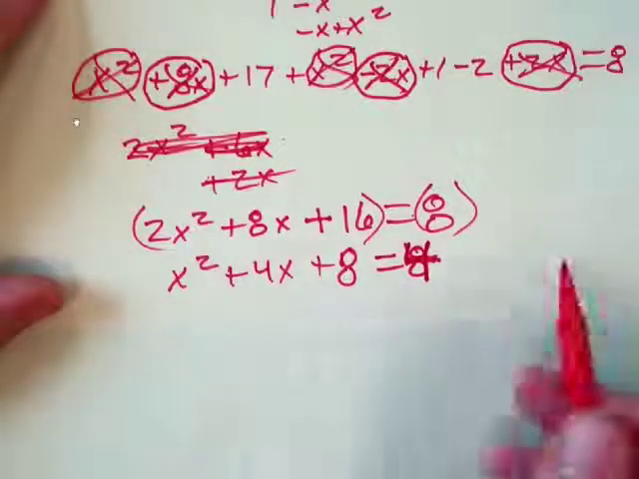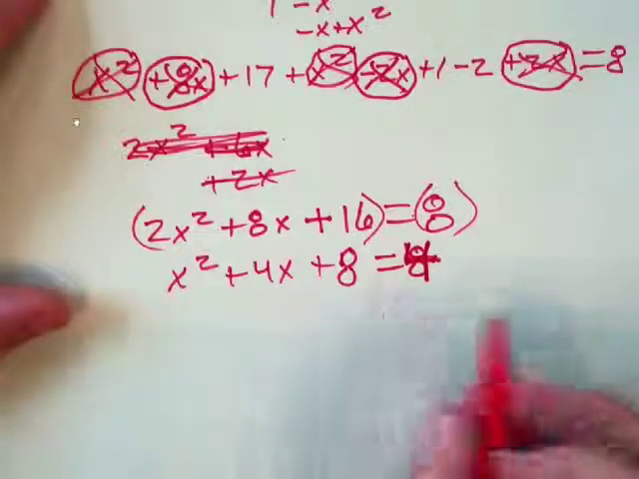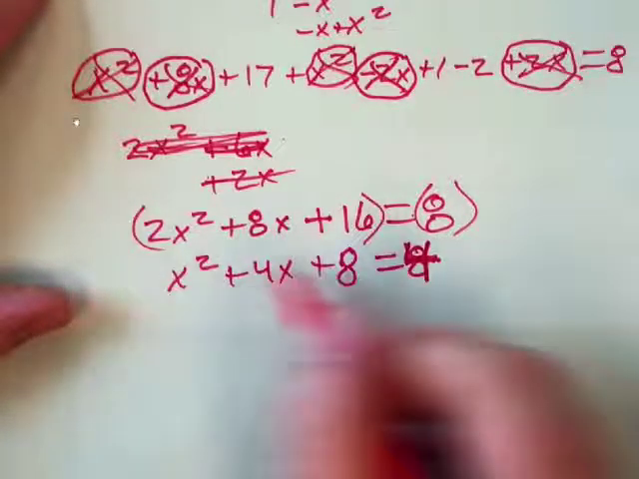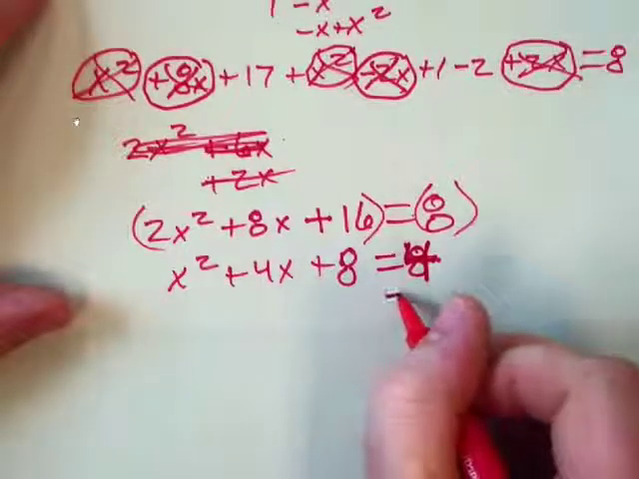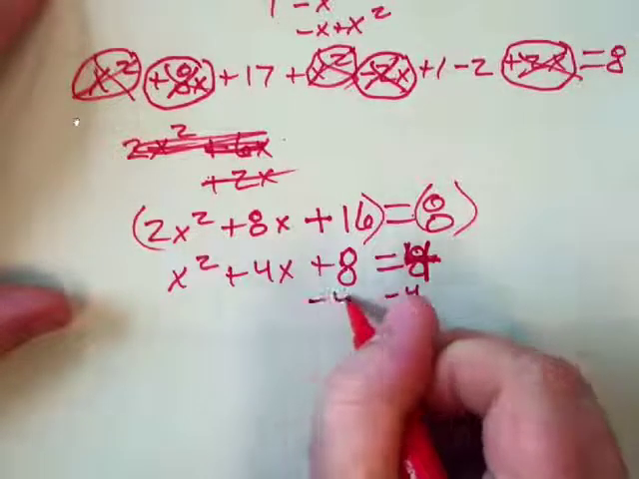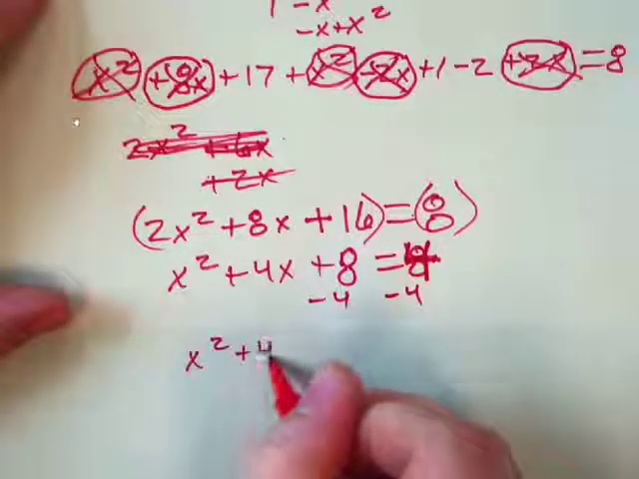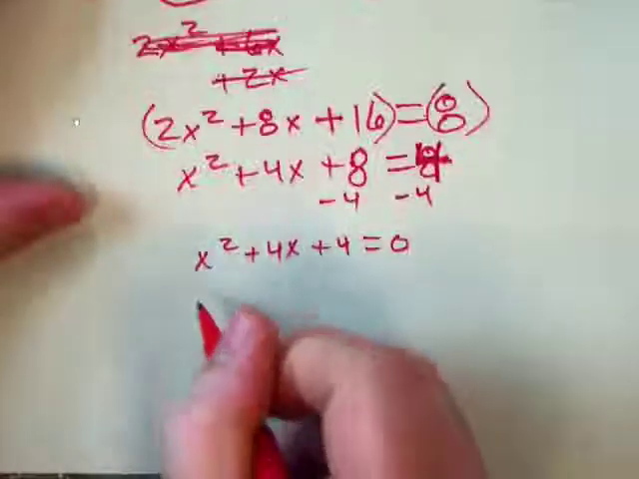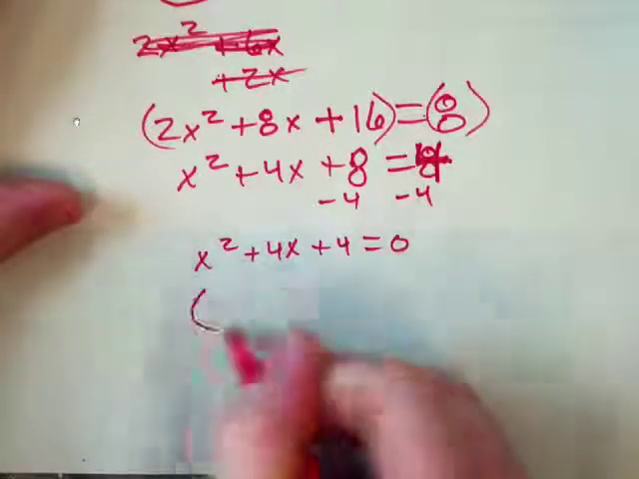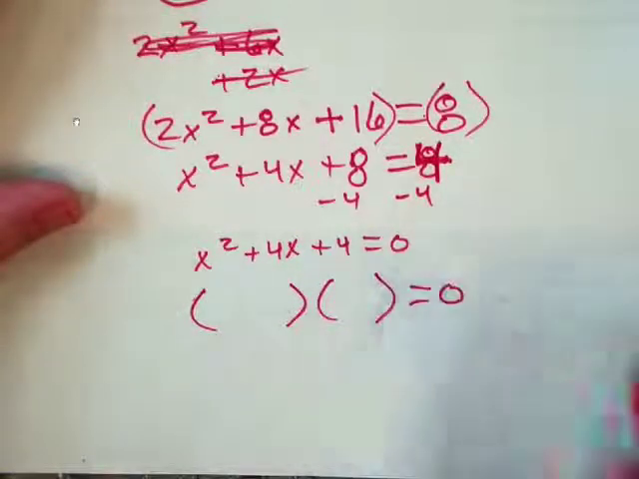And we can say, all right, what's next? What can we do next? That's the thing with these problems. You always just see what can you do next. And next we've got to get it equal to 0. So we'll minus 4, and we're left with x squared plus 4x plus 4 equals 0. And this we can just factor out and make it equal to 0.